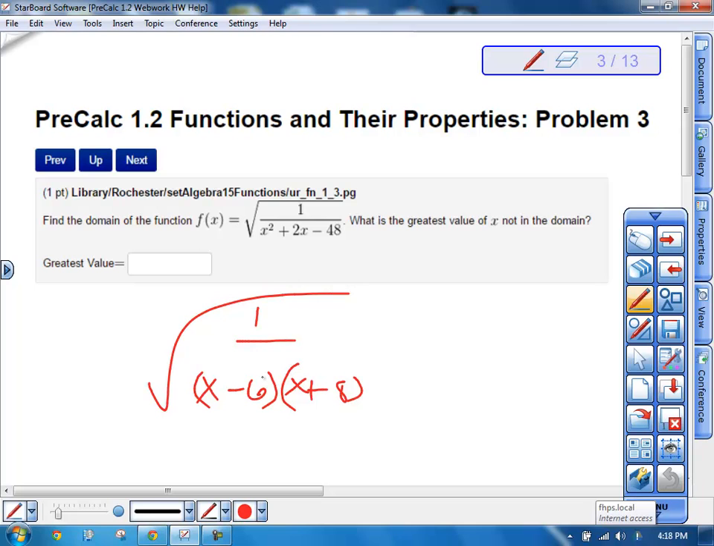And then you can see we've got a problem at x equals 6 and at x equals negative 8. There's an issue, the bottom would be 0. So it wants the greatest value that's not in the domain, that'd be this point. Negative 8 gives you an undefined value which is not in the domain.